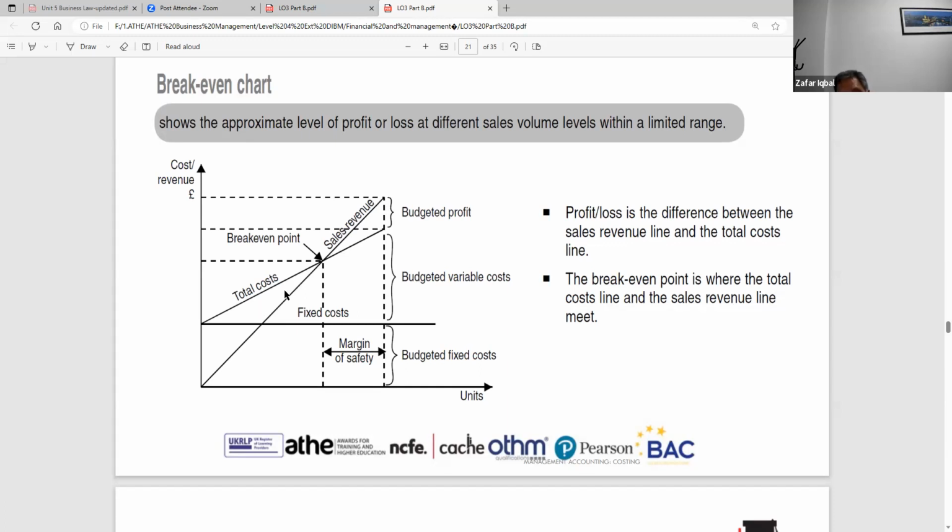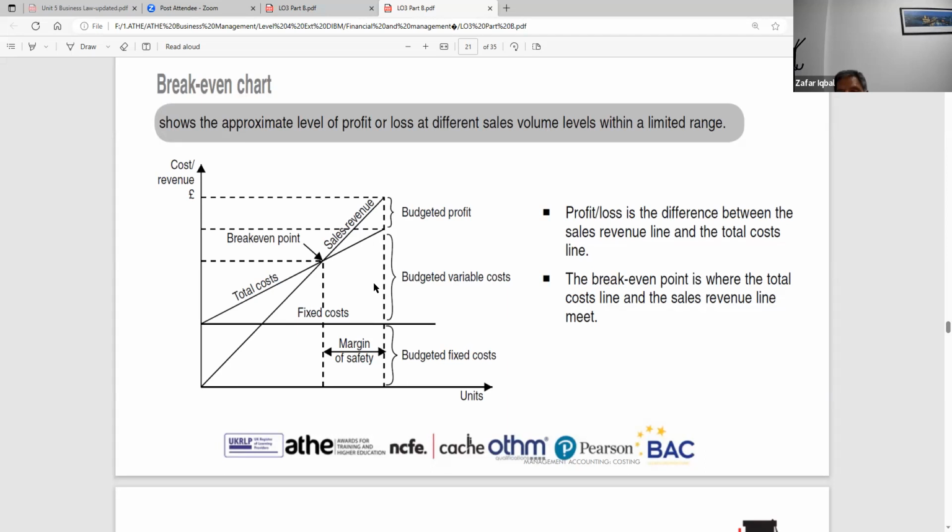And this will tell you what to produce and what not to produce. You can calculate the break-even by graph or by the calculation method. This is a very important graph. It tells you the profit and loss, but it doesn't tell you the margin of safety.